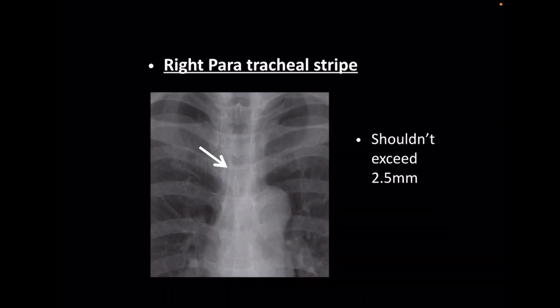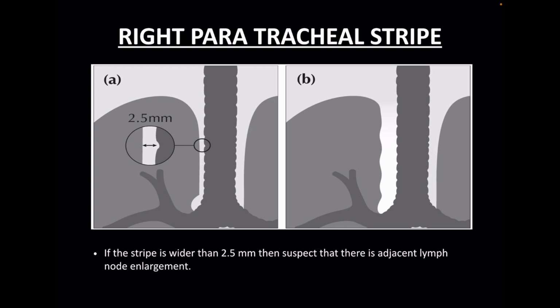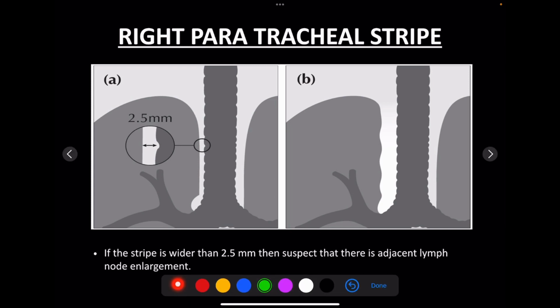So this is the right paratracheal stripe, and normally the size of the stripe should not exceed 2.5 mm. If you measure with a scale, that stripe should not be more than 2.5 mm. Here this is the same diagram that I drew. Here this distance is 2.5 mm. That is the right paratracheal stripe.